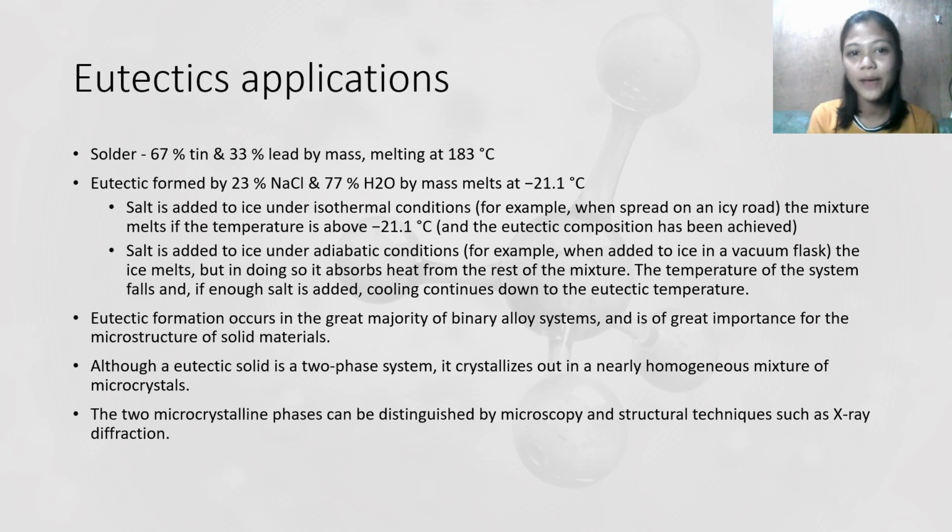Continuing, here are some applications of eutectics. So in solder, 67% tin and 33% lead by mass melting at 183 degrees Celsius. Eutectic formed by 23% NaCl and 77% H2O by mass melts at negative 21.1 degrees Celsius.